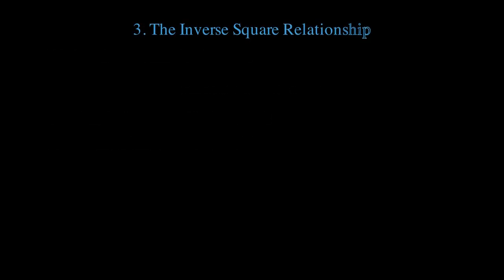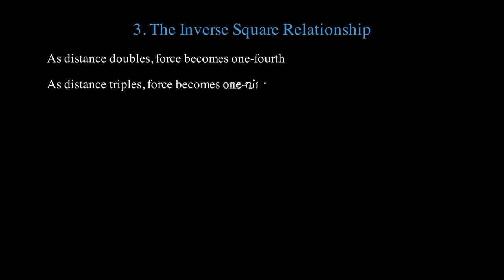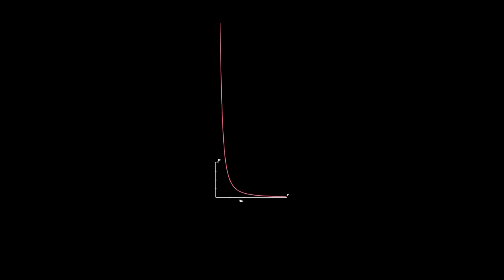One of the most important features of gravity is how it changes with distance. If you double the distance between two objects, the gravitational force becomes only 1/4 as strong. If you triple the distance, the force drops to 1/9 of its original value. This graph shows how gravitational force decreases rapidly as distance increases, following the inverse square law. Mathematically, we say that force is inversely proportional to the square of the distance.